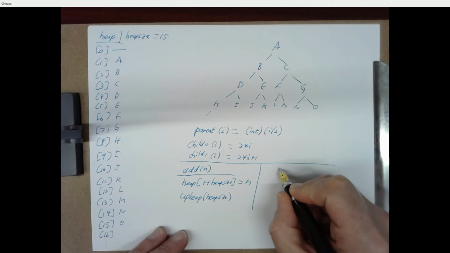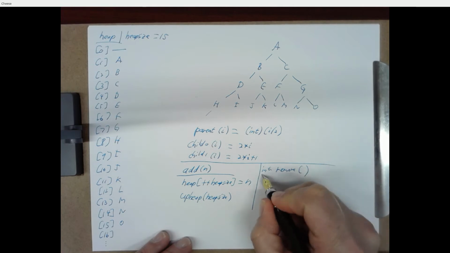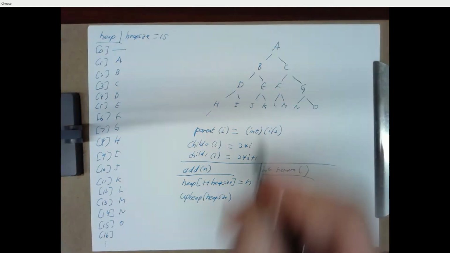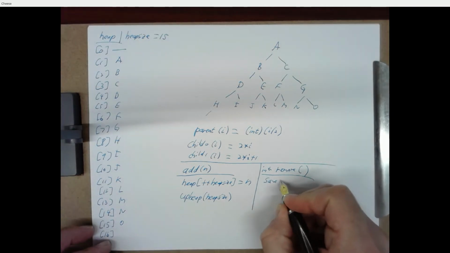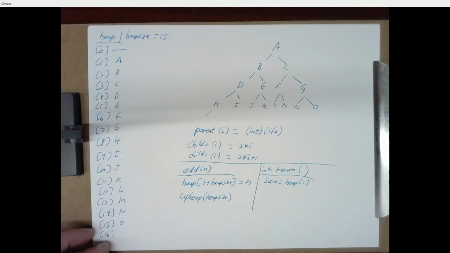Okay, how do we remove whatever's at the top of the heap? Whether it's a min heap or a max heap, the smallest or the largest. How do we remove something from the heap? Okay, so we want to return the root, right? So heap at index 1. So save equals heap at index 1, and eventually we're going to return that.